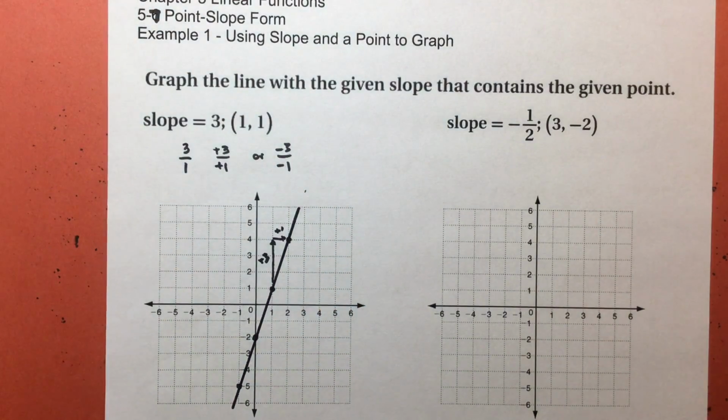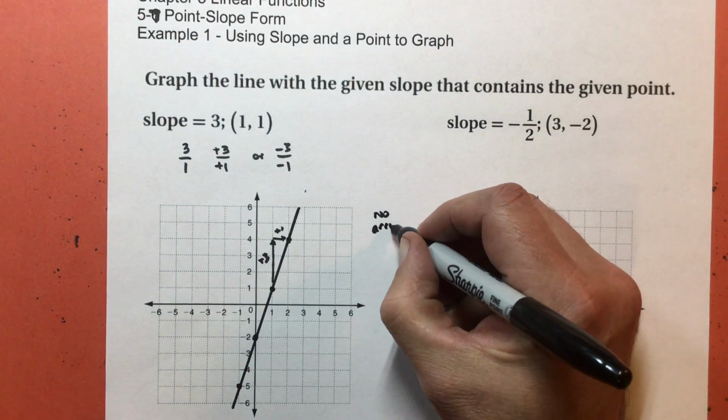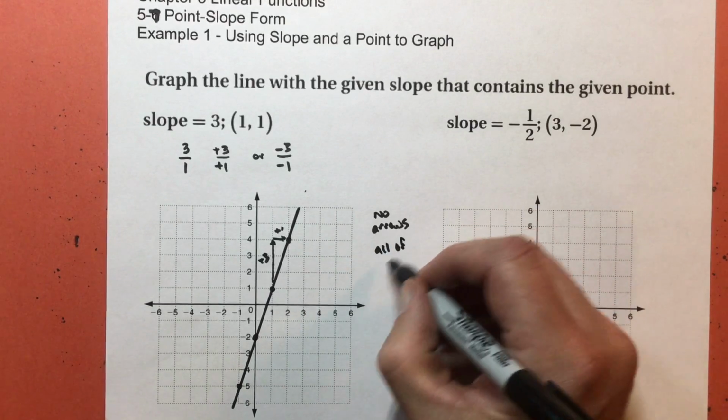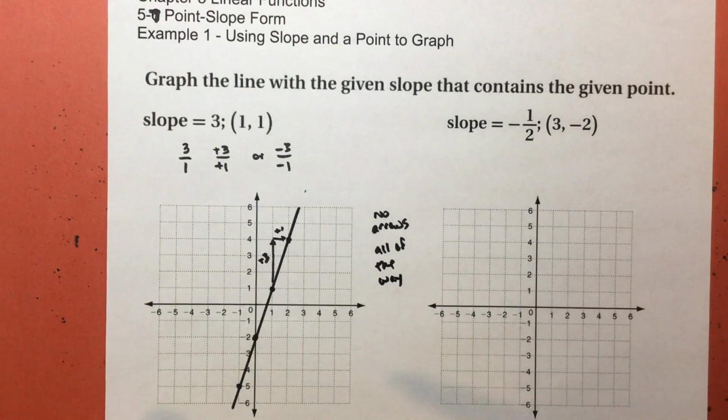And as with last time, no arrows. And make sure you go all of the way from one side to the other side. In this case, it's going from the bottom to the top, from the top to the bottom. Don't stop your line in the middle of the graph. Okay, that's it. That's all you have to do.